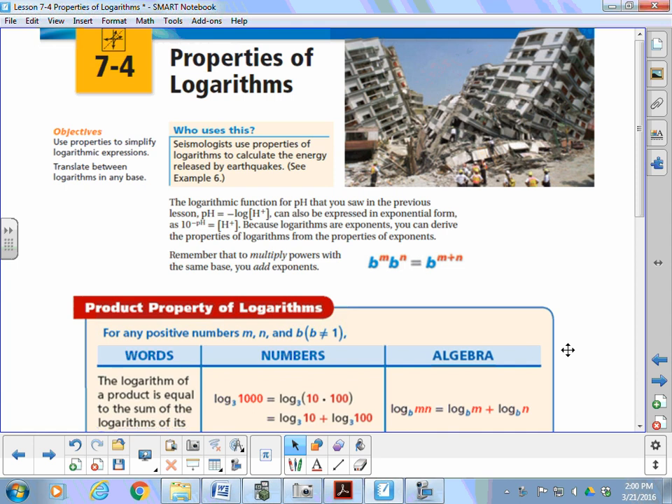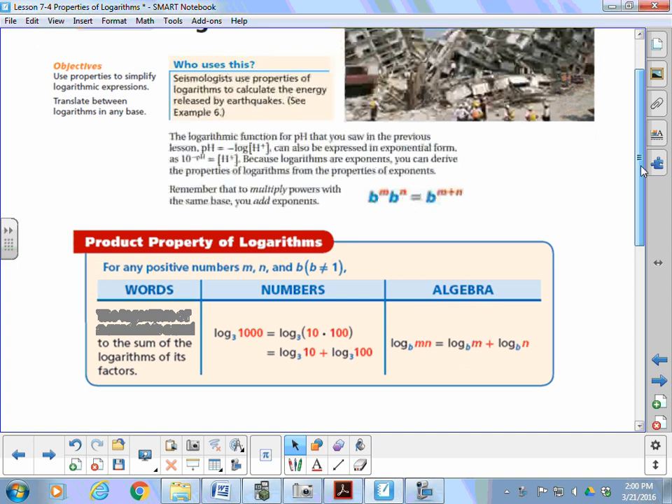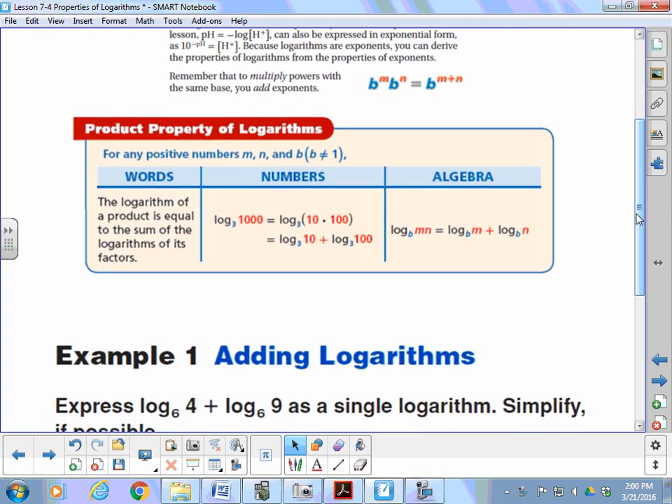So today we're going to talk about the properties of logarithms. There is a product property, quotient property, power property, and then there's one other one too that we'll be looking at. So the first thing we're going to look at is what's called the product property of logarithms, and that's where we can actually combine them together depending on the situation.